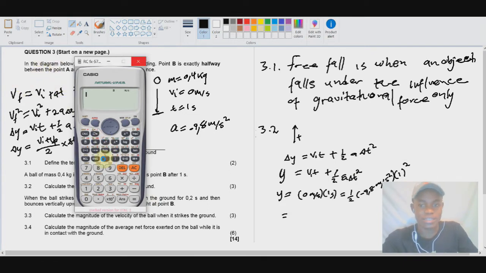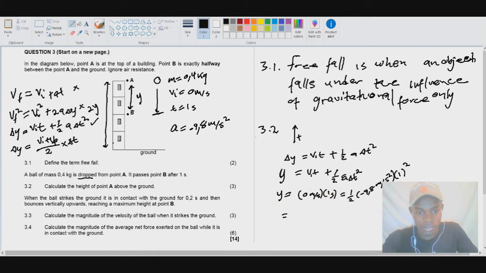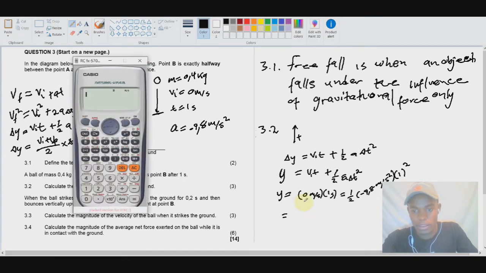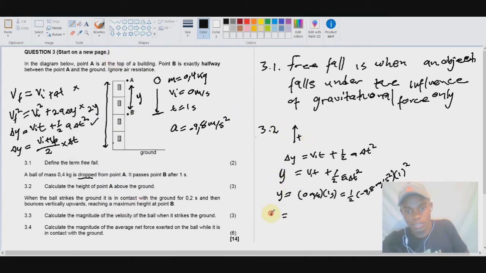Sorry, my calculator is a bit troublesome, so let's try to punch this in. Let me open it again and see. Now we have 1 over 2 multiplied by negative 9.8. Now multiply this by 1 squared, even though that doesn't make any difference, but I like to write everything. So what do we get? We get negative 4.9. So y is equal to negative 4.9.